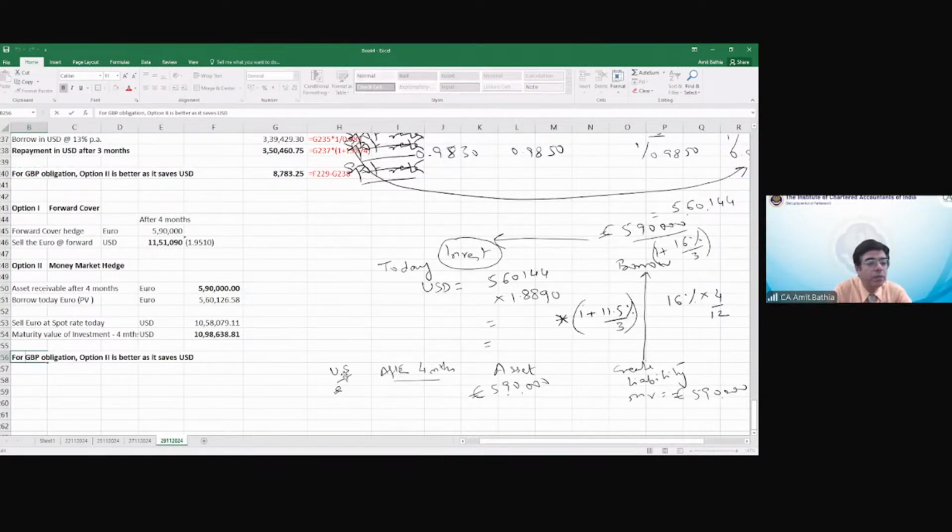For euro receipt, which obligation? Forward cover. Yes, option 1 is better, right? Because it provides more USD, right? So how much more USD? You can always write it over here, 1151,090 minus 1098,638. So I get 52,000 more.